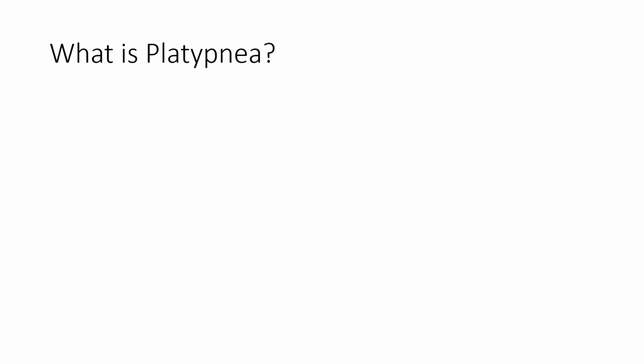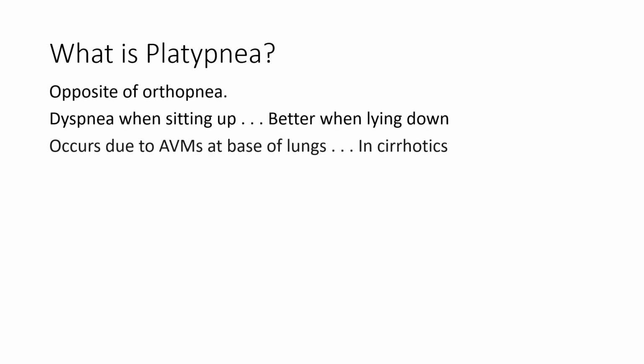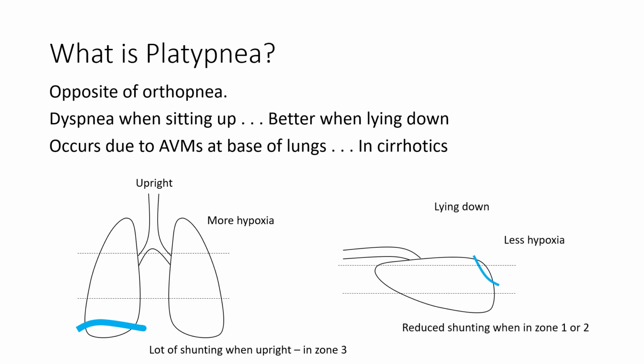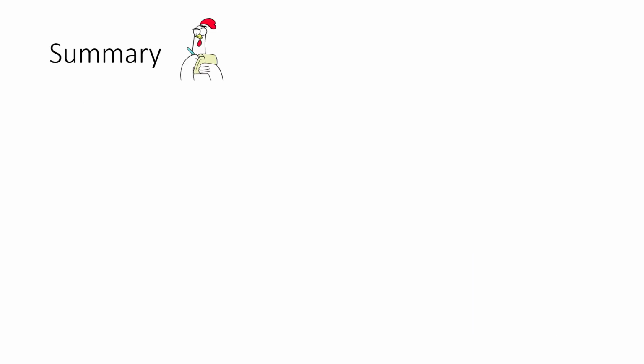Have you heard about this word platypnea? Well, platypnea is the opposite of orthopnea. Here, the patient is dyspneic when sitting up and feels better when lying down. And this occurs mainly in cirrhotics who can develop AVMs at the base of the lungs. And the physiology is the same as we talked about. If you have AVMs in the bases in an upright position, all these things are in zone 3, resulting in more hypoxia. However, if they're lying down, you can move these AVMs into zone 1 or 2, and that can reduce the hypoxia because of the reduced blood flow through the AVMs.